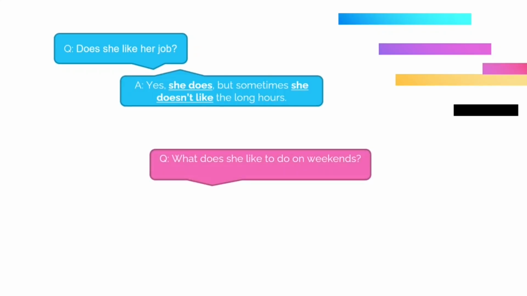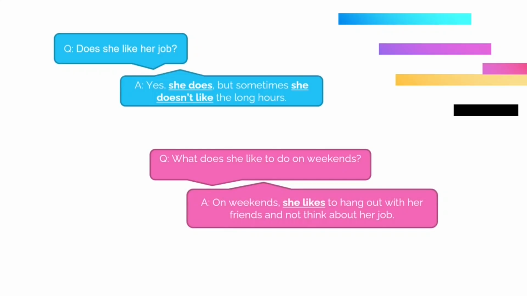And the last question, what does she like to do on weekends? The answer, on weekends, she likes to hang out with her friends and not think about her job. Notice that we say she likes, that's the simple present, and then the to infinitive, to is followed by the verb, to hang out. And as such, we can say not think about her job, to hang out, and to not think about her job.